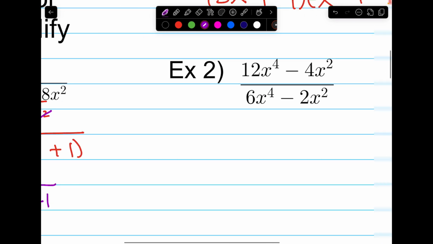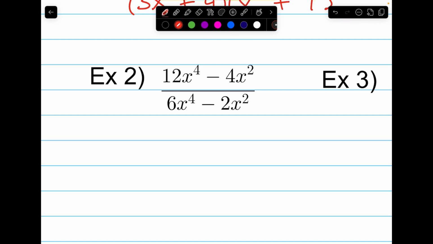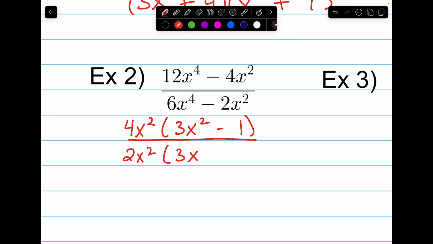Question number 2. We factor. So take a moment, see if you can factor this. I would pause my video and see if I can factor this one on my own. Okay? So hopefully you paused your video. You find out that your GCF for the numerator is 4x squared, and 3x squared minus 1 is the factor. The GCF is 2x squared with 3x squared minus 1. So what do I see that's the same? Well, I see that these both have 3x squared minus 1.